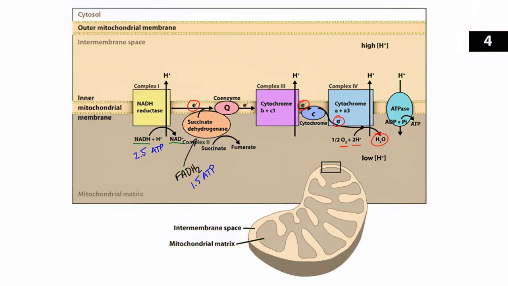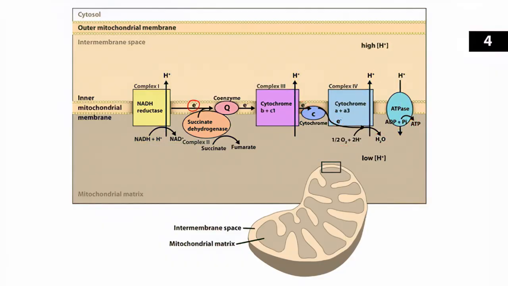But again, the important part of this whole process is that all along the chain, hydrogen ions are being pumped into the intermembrane space against their concentration gradient. And then eventually these hydrogen ions come back in, down the gradient, via ATPase, which uses that electrochemical gradient to generate ATP. So that's the electron transport chain.